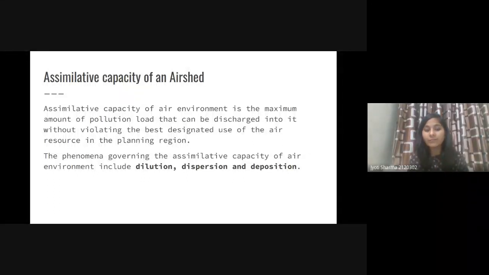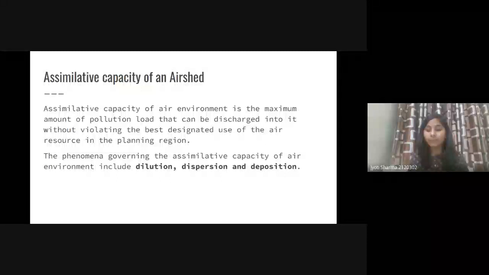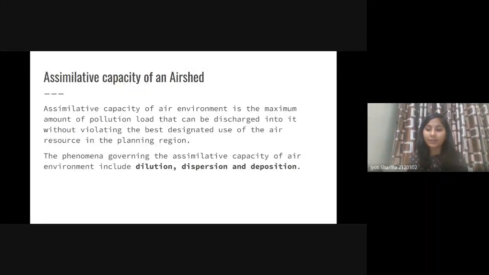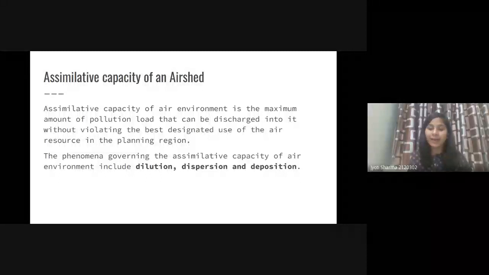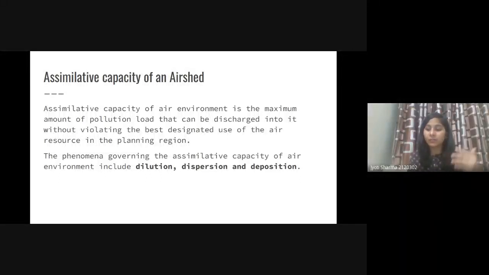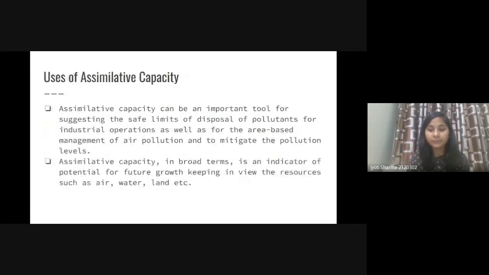And that's why we have some potential in the atmosphere itself, that we can add some pollutant into it. But we can't add much, because it has a limited assimilative capacity, and if you violate it, then obviously you will have some adverse impact on human health, animal health, and even on buildings and plants. So this is the assimilative capacity.